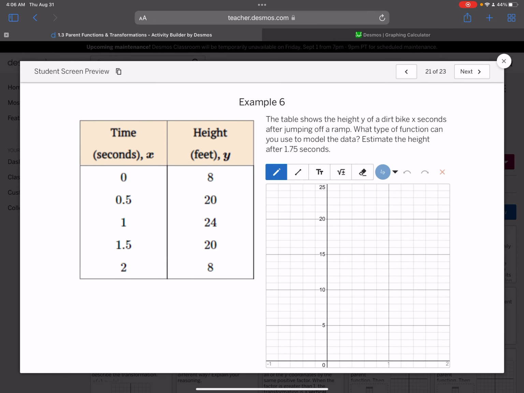All right, example 6. We've got this function in the table. I'm going to go ahead and graph that. So I have the point 0, 8, 0.5, which is a little awkward, but between 0 and 1, 20, 1, 24, 1.5, 20, and then 2, 8. So looking at this, I see that that makes a quadratic function.